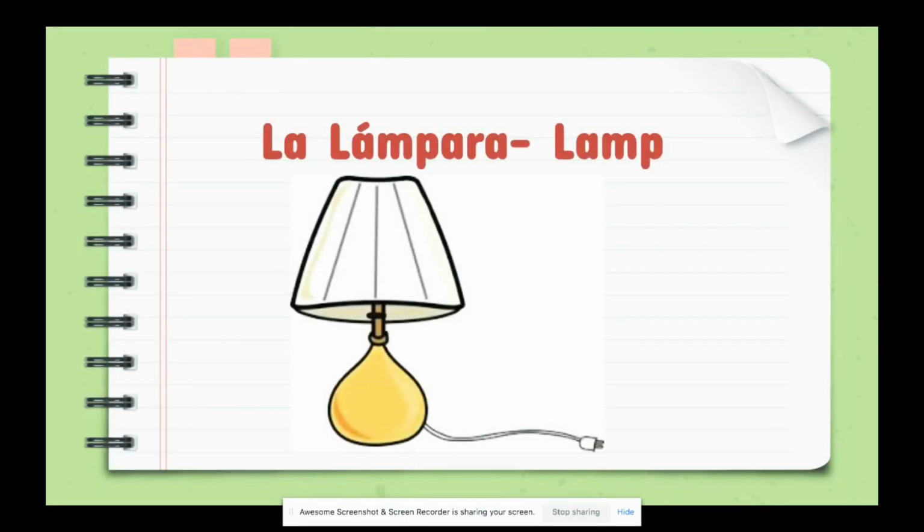Now, a lot of people get confused with the pronunciation of this word. As you notice, the accent mark is on the A, the first A in this word. So it's pronounced la lámpara, not lampara. It's la lámpara, and it means lamp.